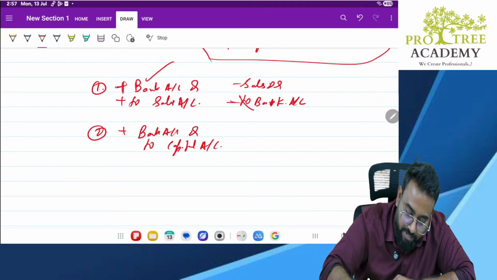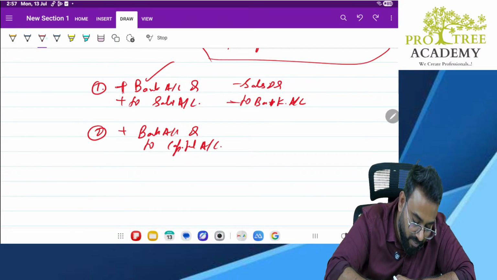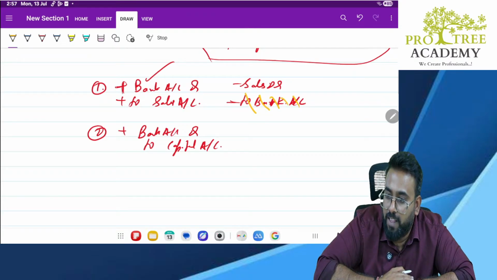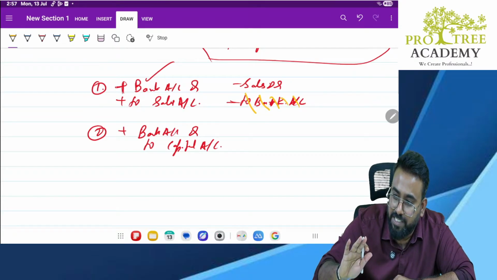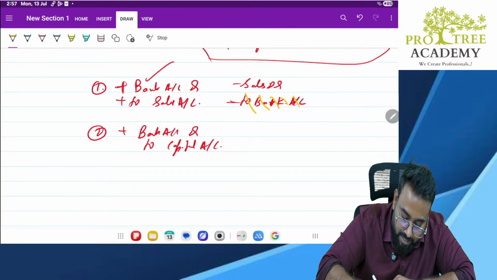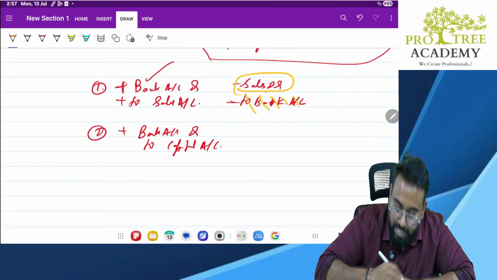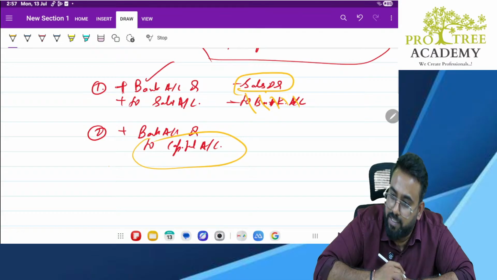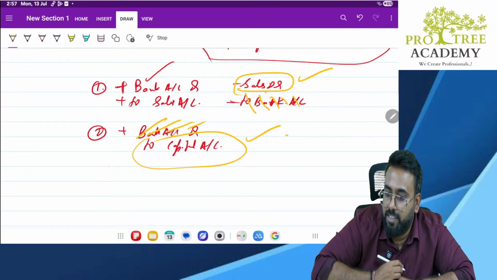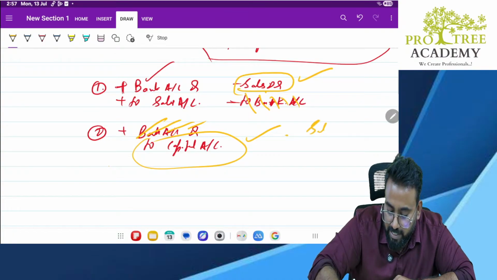Let's not do anything with bank. Clear? Let's keep bank as it is. The only thing you want is what? You want this to get out and this to come in. Correct or no? So what you do? You cut out this also. You record this one and this one. So what is the entry? Sales account debit to capital account.